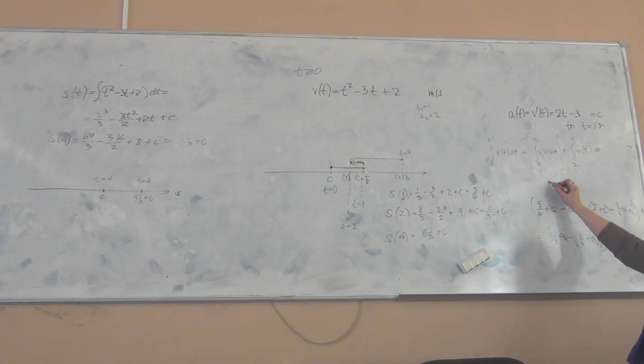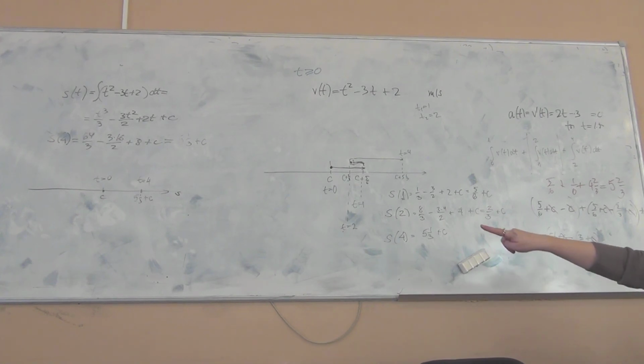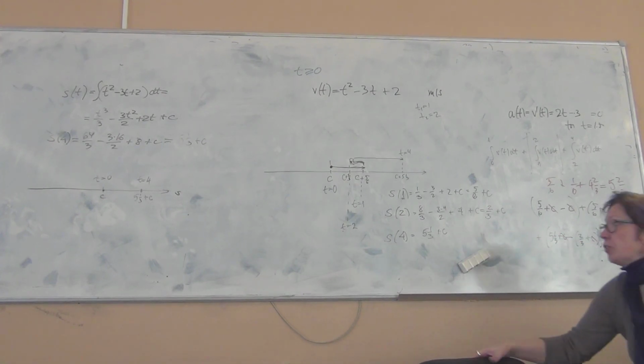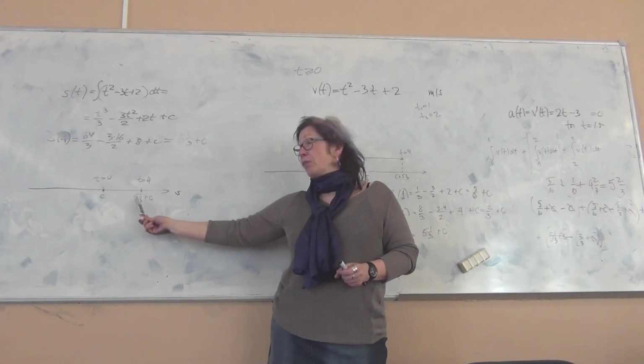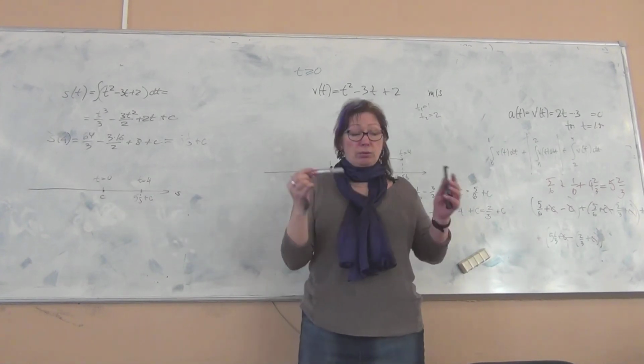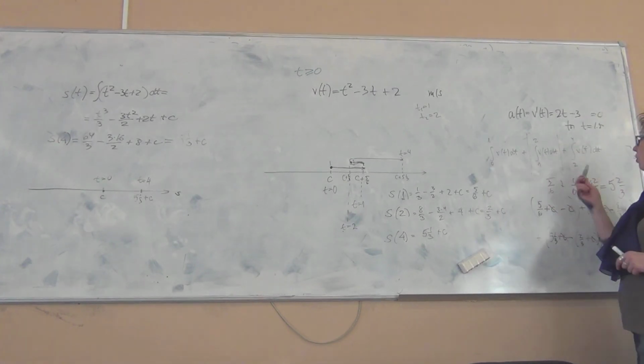So it will be 5 over 6 plus this difference is 1 over 6 plus this difference is 4 2/3. So 1 plus 4 2/3 is 5 2/3. That's the total distance traveled. And it's not much different from the displacement this time. Notice the displacement is 5 1/3 plus c, or 5 1/3 if we only compare the starting point and the end point. And this is 5 2/3.